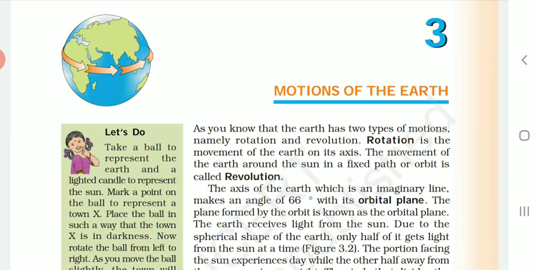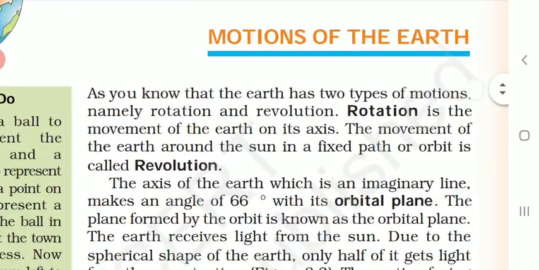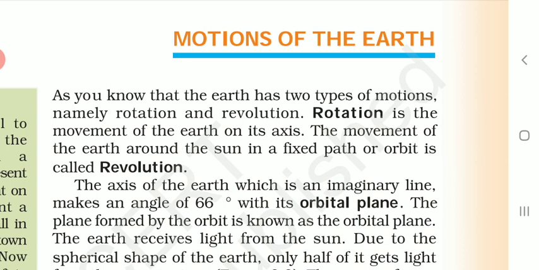So, let us begin with the motions of the earth. As you know, the earth has two types of motions, namely rotation and revolution. But what is rotation and what is revolution, we are going to understand in this paragraph. First of all, the first movement of the earth is rotation. What is rotation? Rotation is the movement of the earth on its axis.